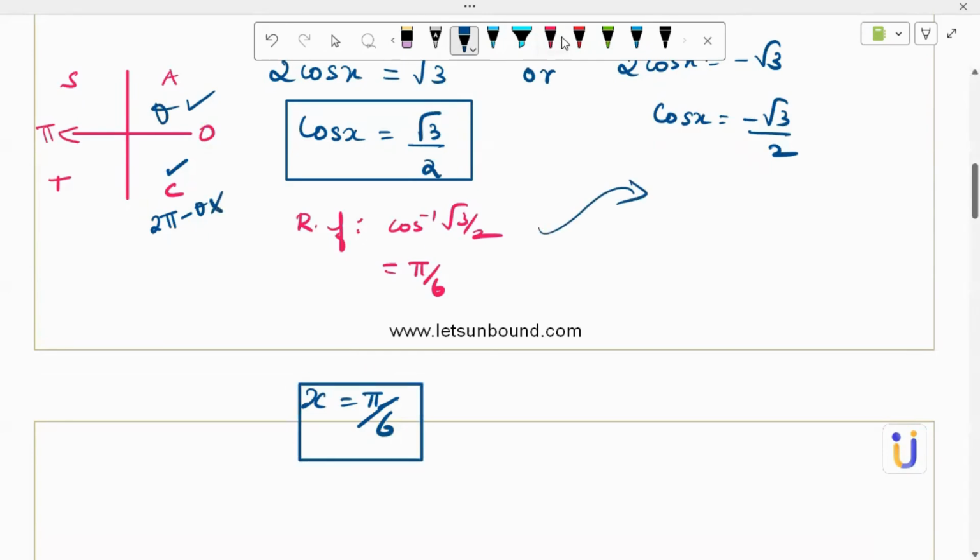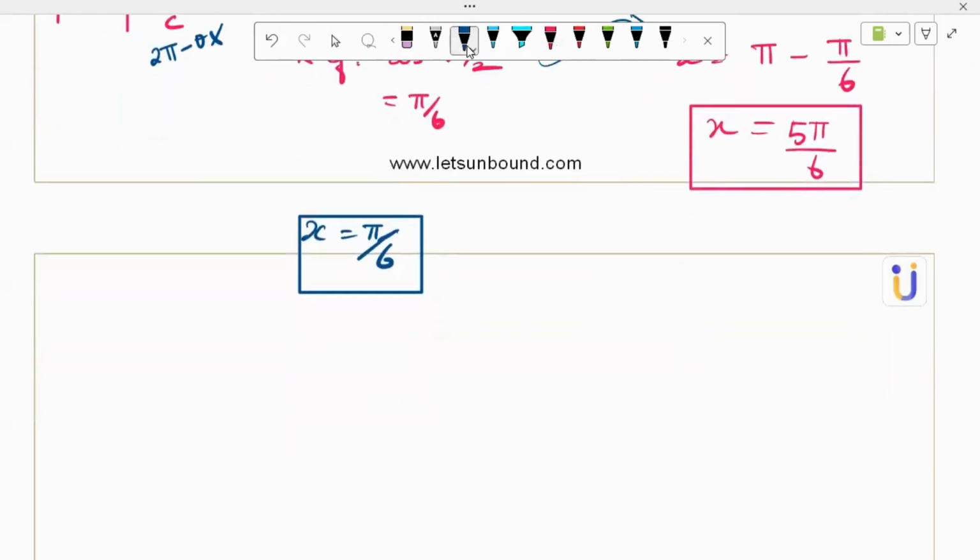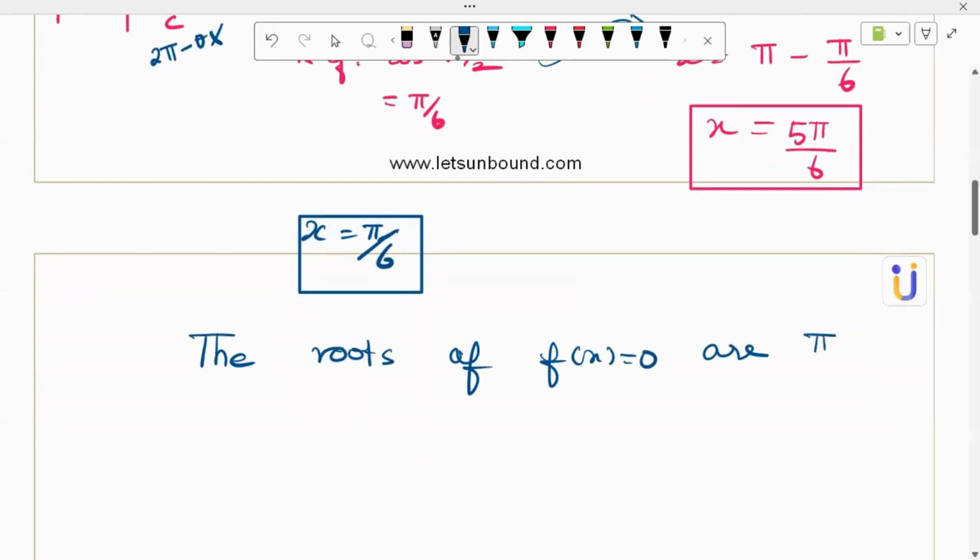Here also the same reference angle will hold, but with a minus. So in the first two quadrants, here a minus comes, so this angle can be written as pi minus the reference angle. So here you will get x is equal to pi minus pi by 6, which is 5 pi by 6. That's it. These are the roots of f of x equal to 0. Let's conclude it: the roots of f of x equal to 0 are pi by 6 and 5 pi by 6. That's simple.